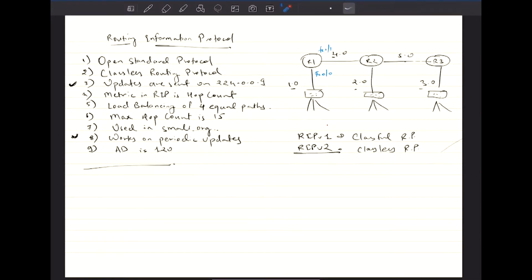Cool. So that's why, according to this behavior, all the routing information is sent using this class D multicast IP address, 224.0.0.9. When you configure RIP and it starts advertising your network, this is the destination address for the updates. And then, when we say it works on periodic updates, it means the updates sent to 224.0.0.9 will be sent every 30 seconds.